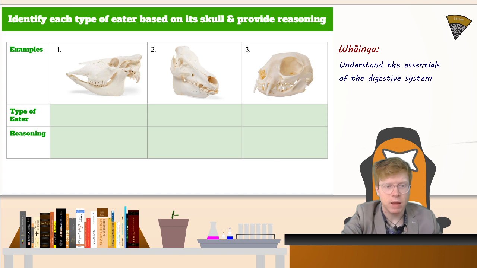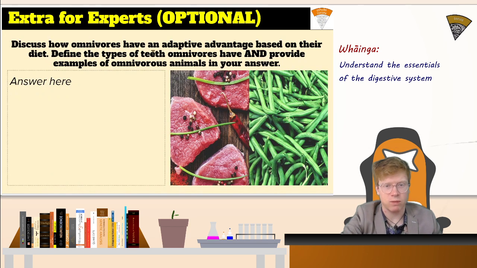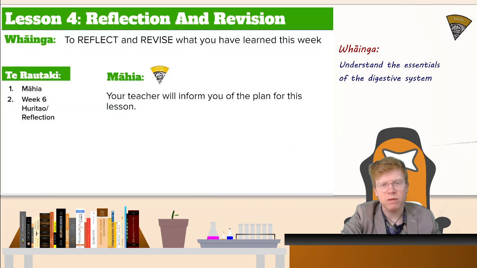If you finish that, there's a little extra for experts task here for you, talking about what we call adaptive advantages. If you're interested in that sort of thing, that's what senior biology is all about, understanding adaptive advantages. And we want you to define the various types of teeth that they have and do a little bit of exploring. Learn about these sorts of things, give it a Google, see what interesting stuff you can find relating to this question here. Now, we're going to move on to our final lesson, which is just a little bit of reflection relating to the content for this week.